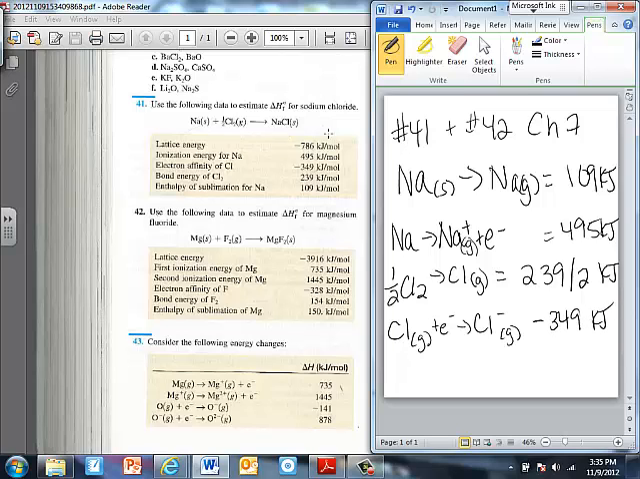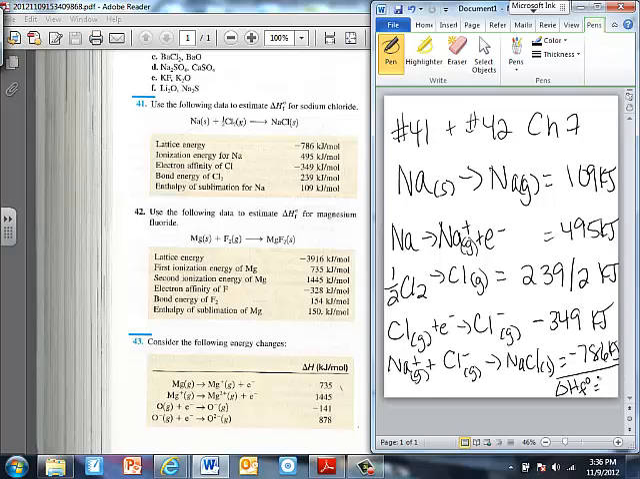Then last but not least, I've got the lattice energy, which is taking the sodium ion in its gaseous state, adding it to the chlorine ion in its gaseous state, getting sodium chloride solid. That's a total of negative 786. And then to get the answer to this, all I have to do is add all of those together, and that's going to give me a final answer for delta H formation. Remember, that's just at standard conditions.